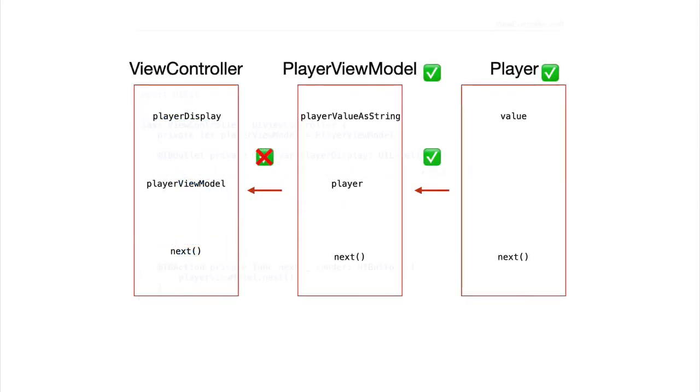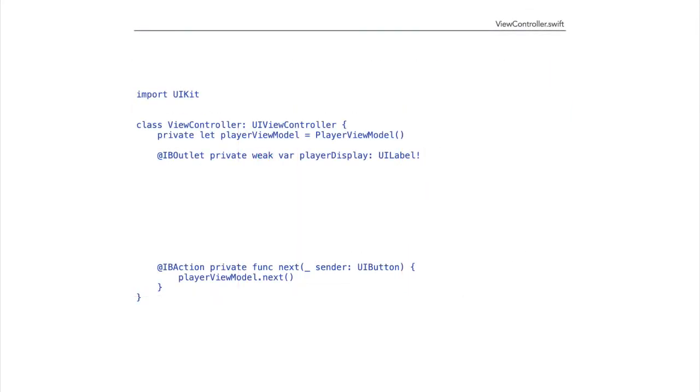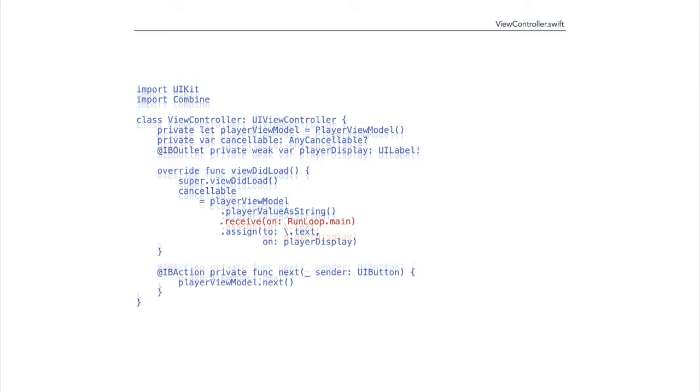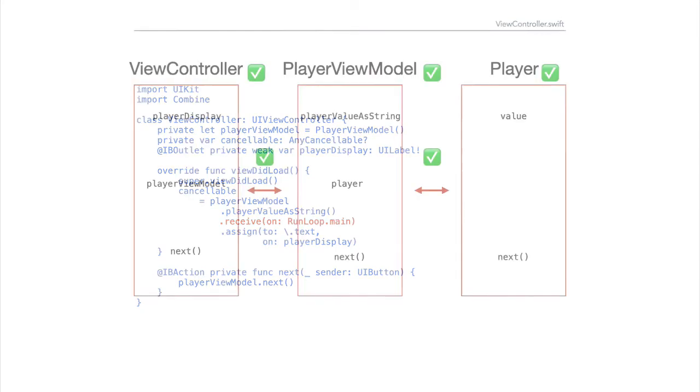That brings us back to our view controller. And so in addition to importing UIKit, I have to import Combine. Once again, we're going to have to hold on to our publisher subscriber chain. And so we introduce a cancellable. And in viewDidLoad, we'll go ahead and start building our chain and storing it in our subscription, in our cancellable. And so we start with our player view model. Player value as string, remember, returns an AnyPublisher that publishes an optional String that never fails. And finally, we connect that to a subscriber with assign. We assign it to playerDisplays.text. And remember, we want to make sure that we receive that on the main run loop, just so that everything works out. And now we've got all of our entities talking in both directions to everybody.